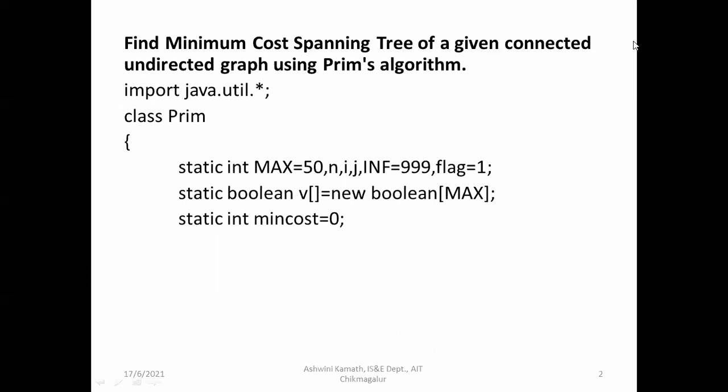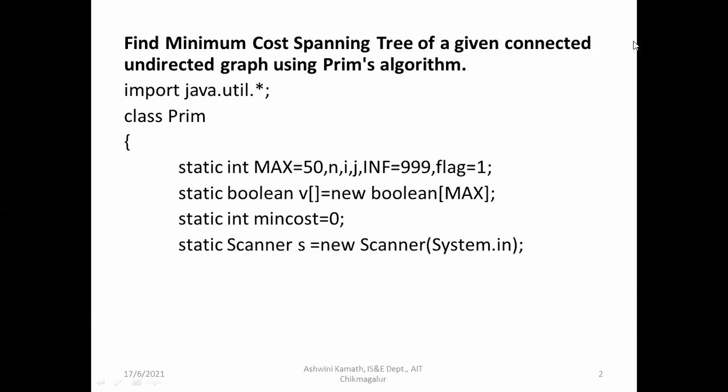Static int mincost is equal to 0. We have to find the minimum cost spanning tree, so for that we have to find out what the minimum cost is. To store that value, we have mincost equal to 0 here. The initial value of this mincost is 0 because we don't know what the minimum cost is initially.